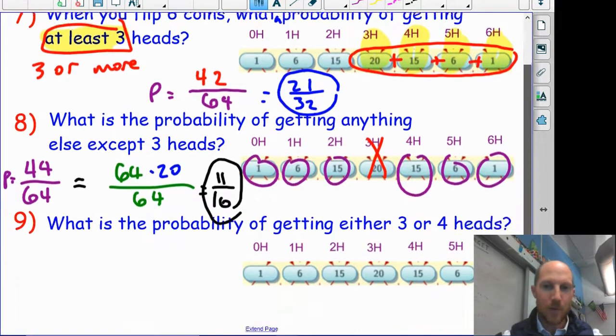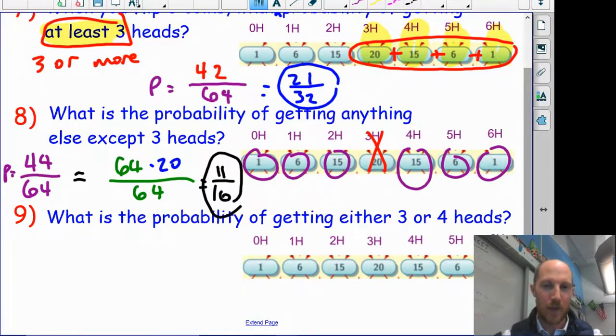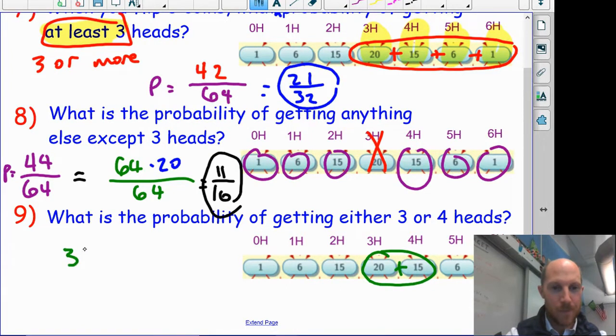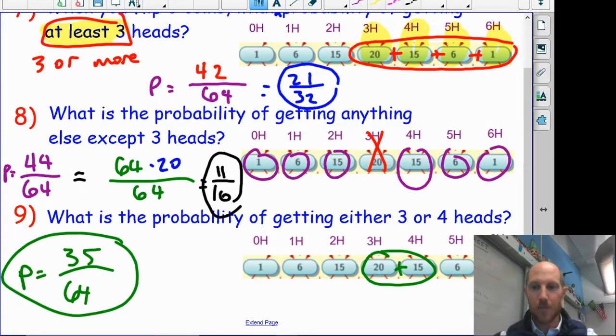All right, what's the probability of getting either 3 or 4 heads? All right, well, that's these two. Add those together. 35 is the numerator. There's still 6 coin flips, so I'm still out of 64.